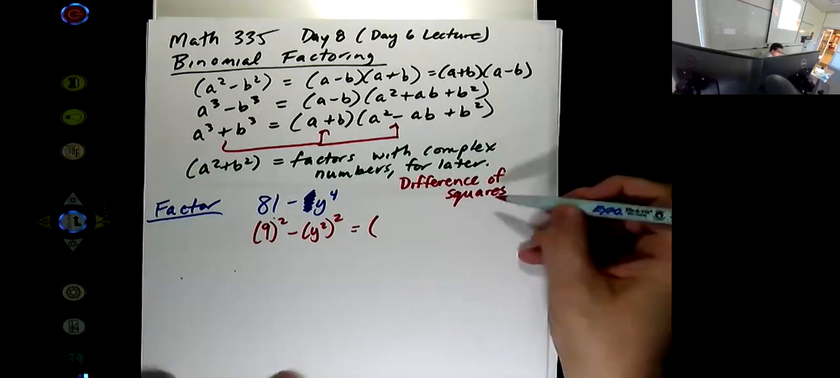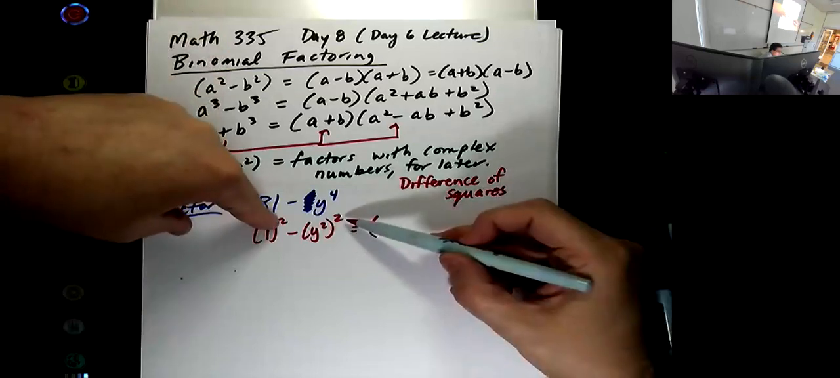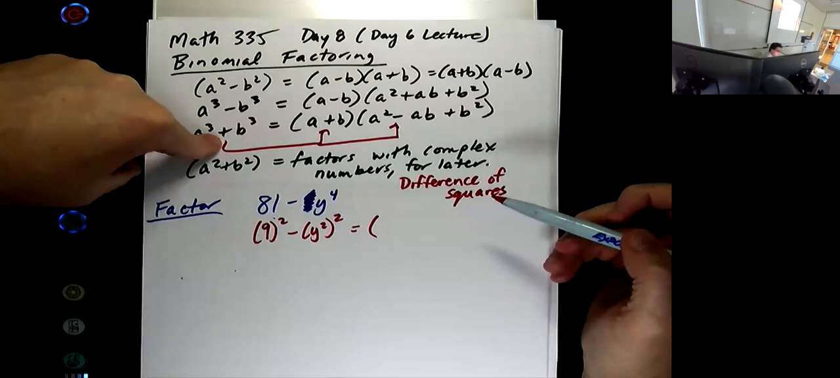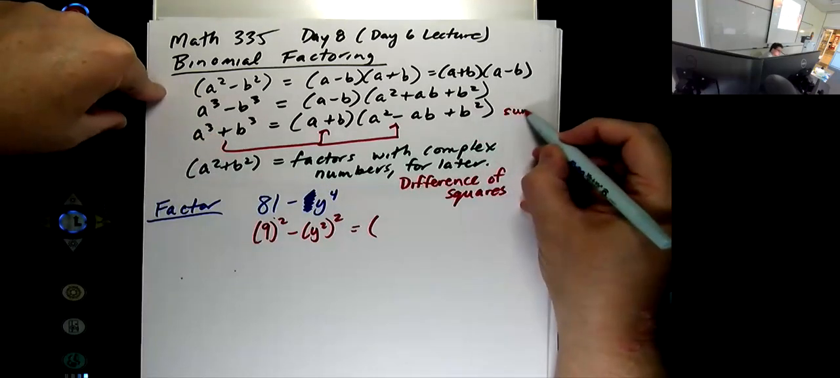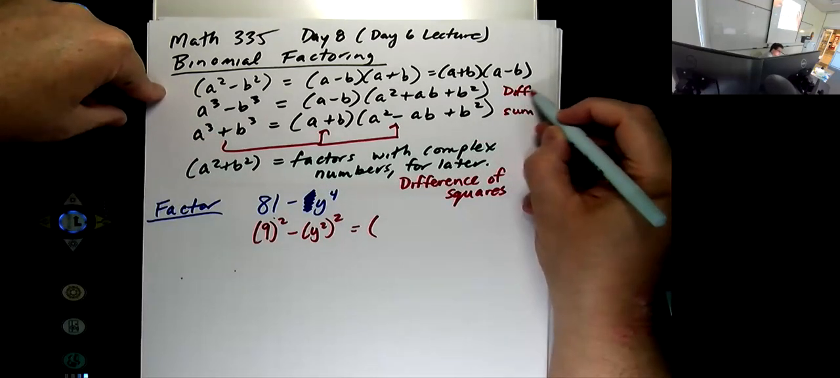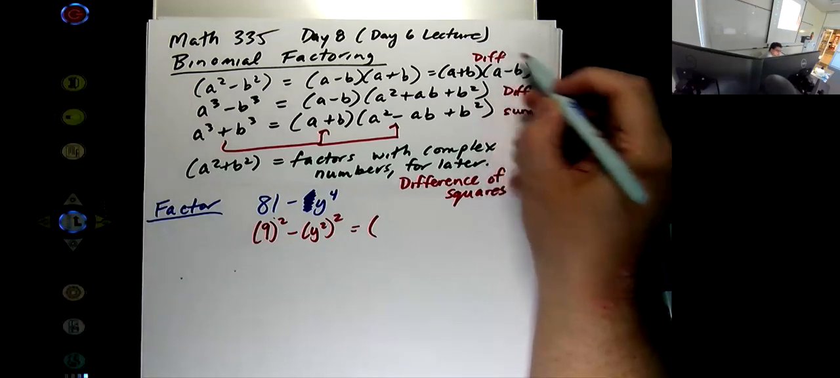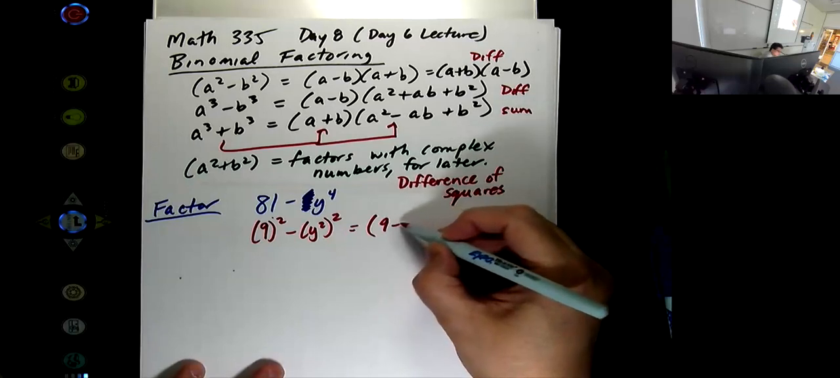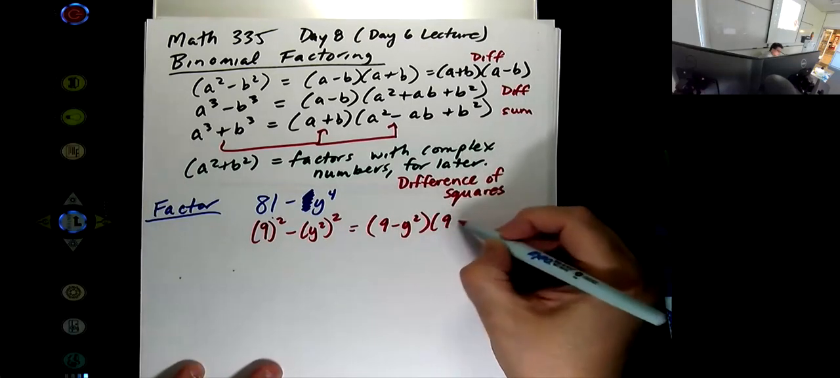So the squares comes off of them having exponent 2 outside. Difference is the result of subtraction. When we do addition, it's sum. So sum of cubes, difference of cubes, difference of squares. So we've got 9 minus y squared, 9 plus y squared.